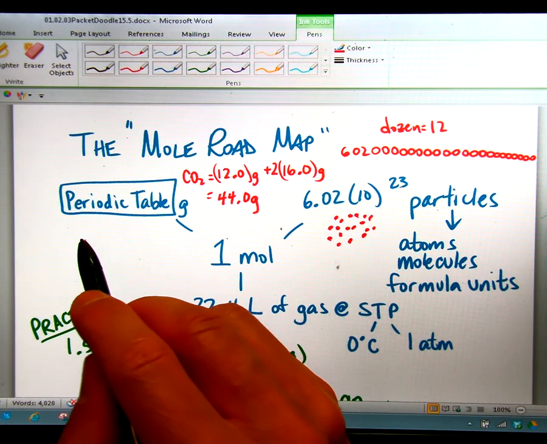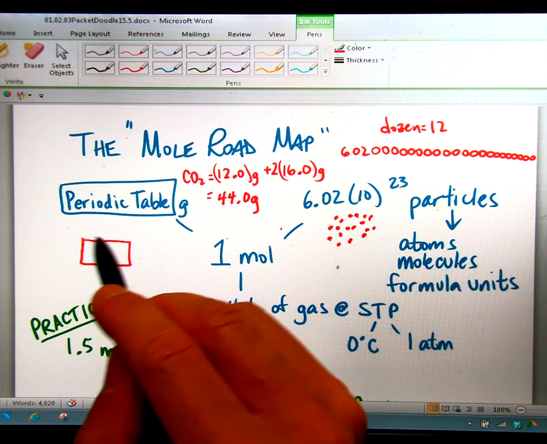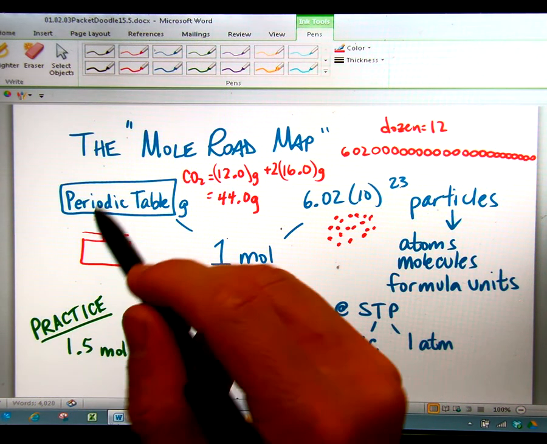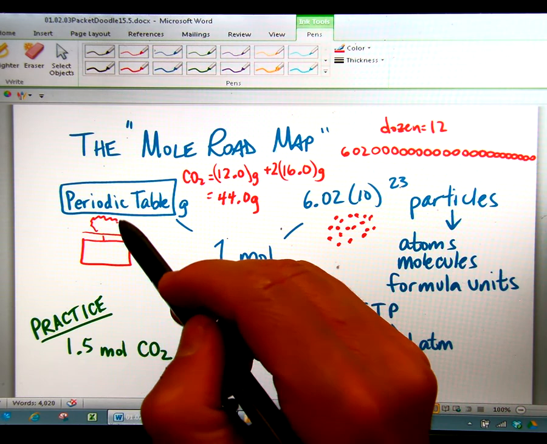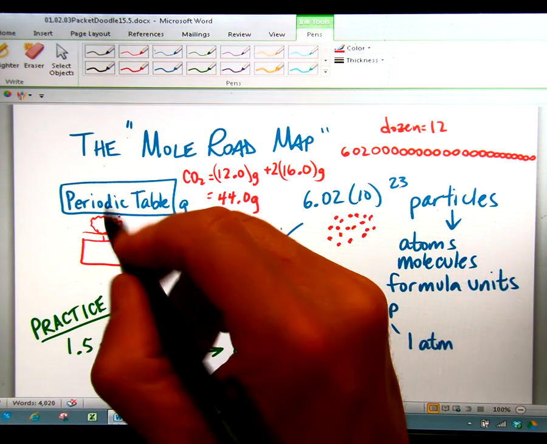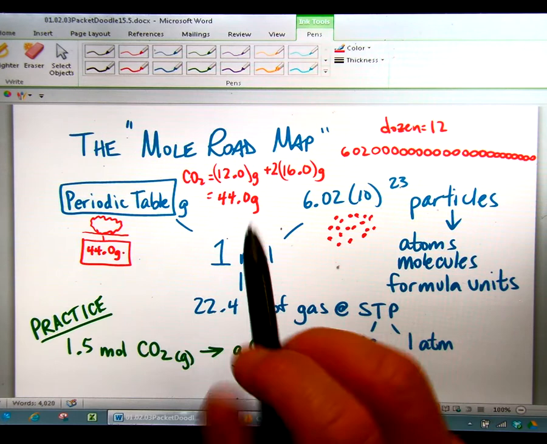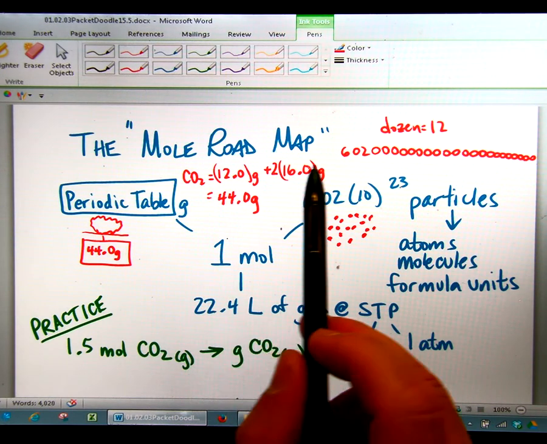So if you had a scale right here and you put some carbon dioxide on the scale, of course it's a gas, you'd have to trap it, but that's how much it would weigh. It would weigh 44 grams. Every compound or element is going to weigh a different amount because you have to look at the periodic table.